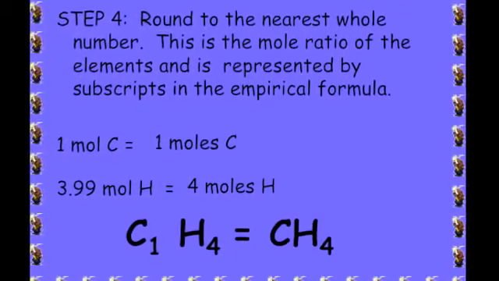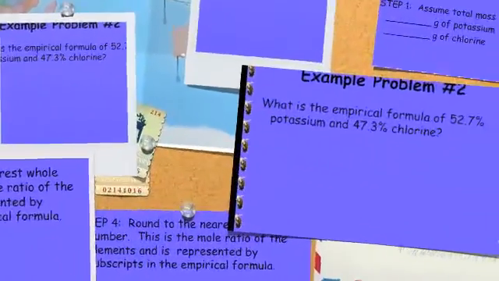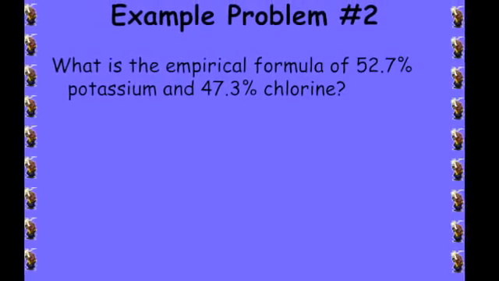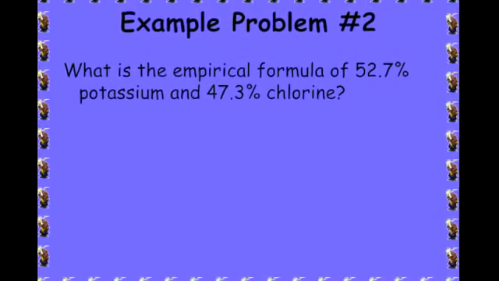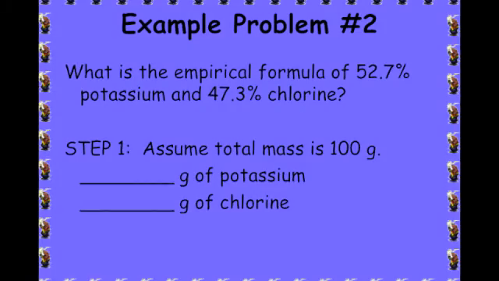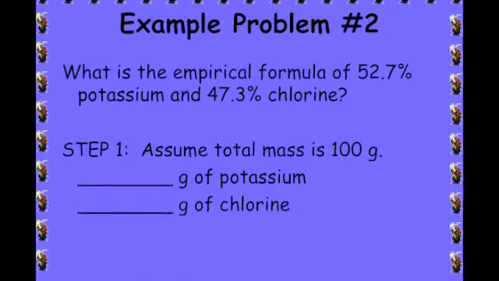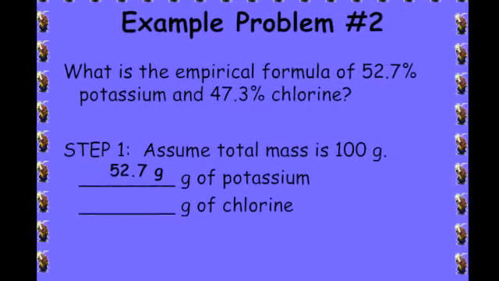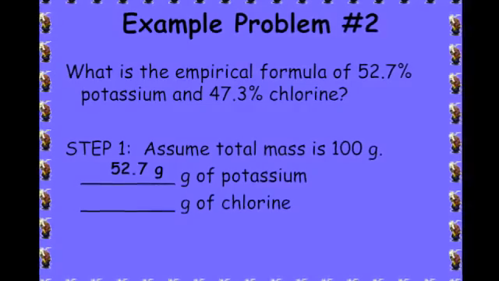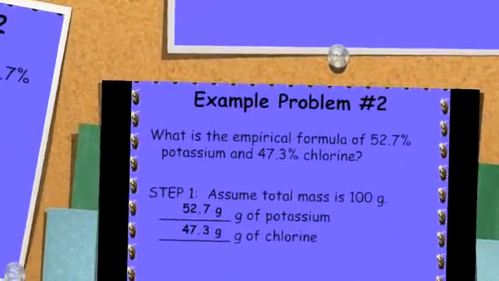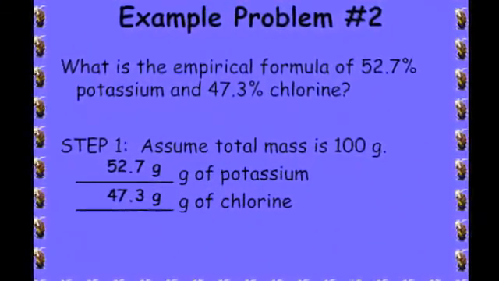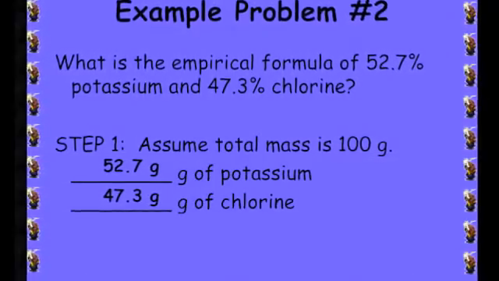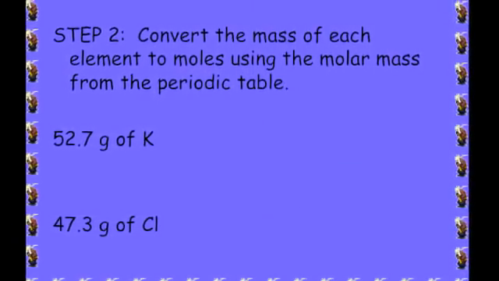The next example, we didn't do this one in class, so this is a new example, is: what is the empirical formula of 52.7% potassium and 47.3% chlorine? Assume you have 100 grams. That gives you 52.7 grams of potassium and 47.3 grams of chlorine. Step 2, convert each to moles.